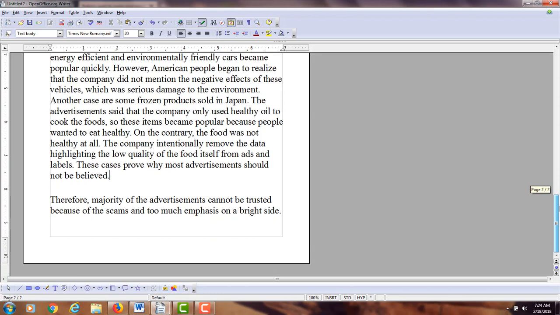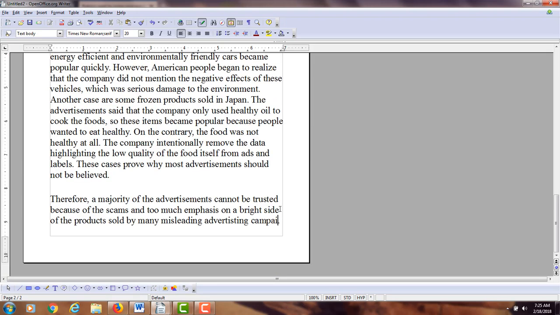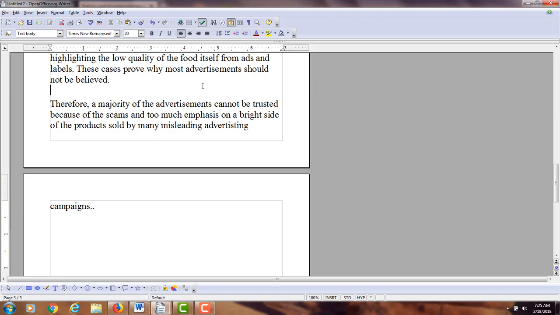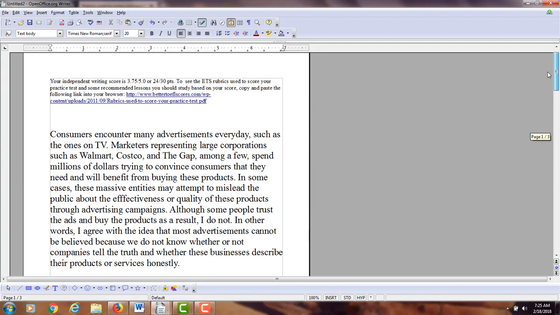Okay, so let's take a look at the last. So therefore, a majority of the advertisements cannot be trusted because of the scams and too much emphasis on the bright side, misleading advertising campaigns, right?